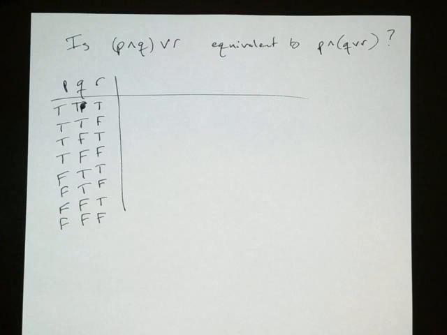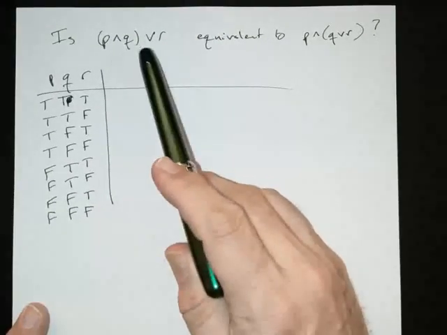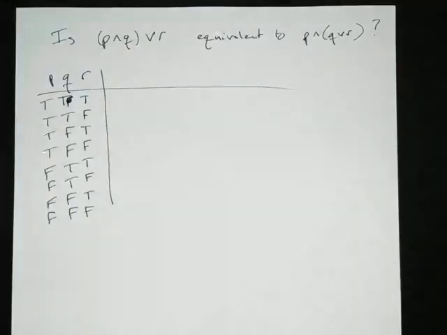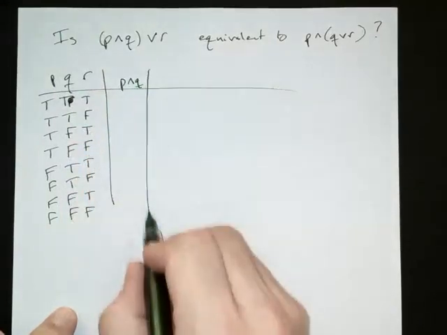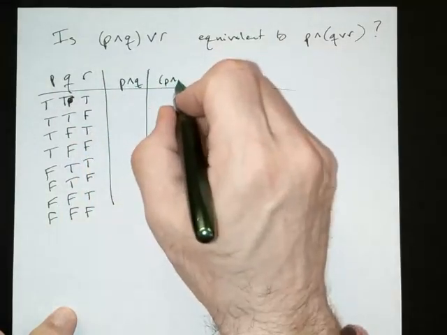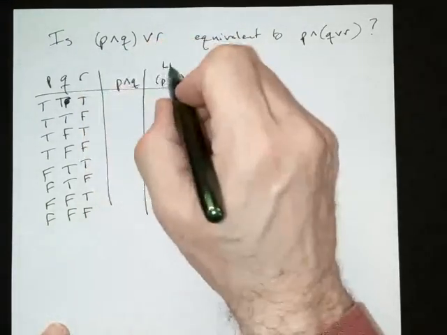I should end up with 1 column for each of the logical operators I see. So in order to build this expression, P and Q in parentheses or R, I'm going to need 2 columns. I'm going to need a column for the parentheses, and then I'm going to need the or, the R with that. And that's my left-hand side. That's the first expression.